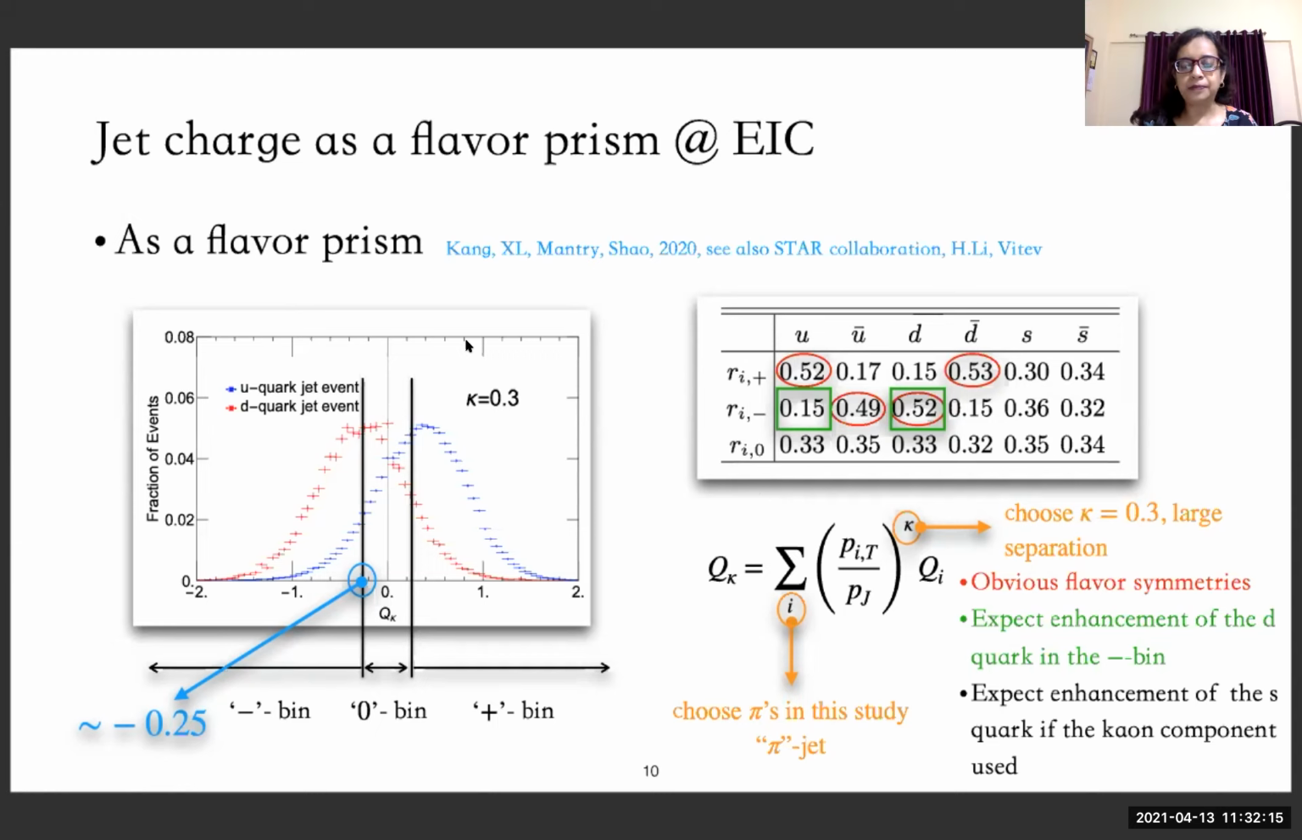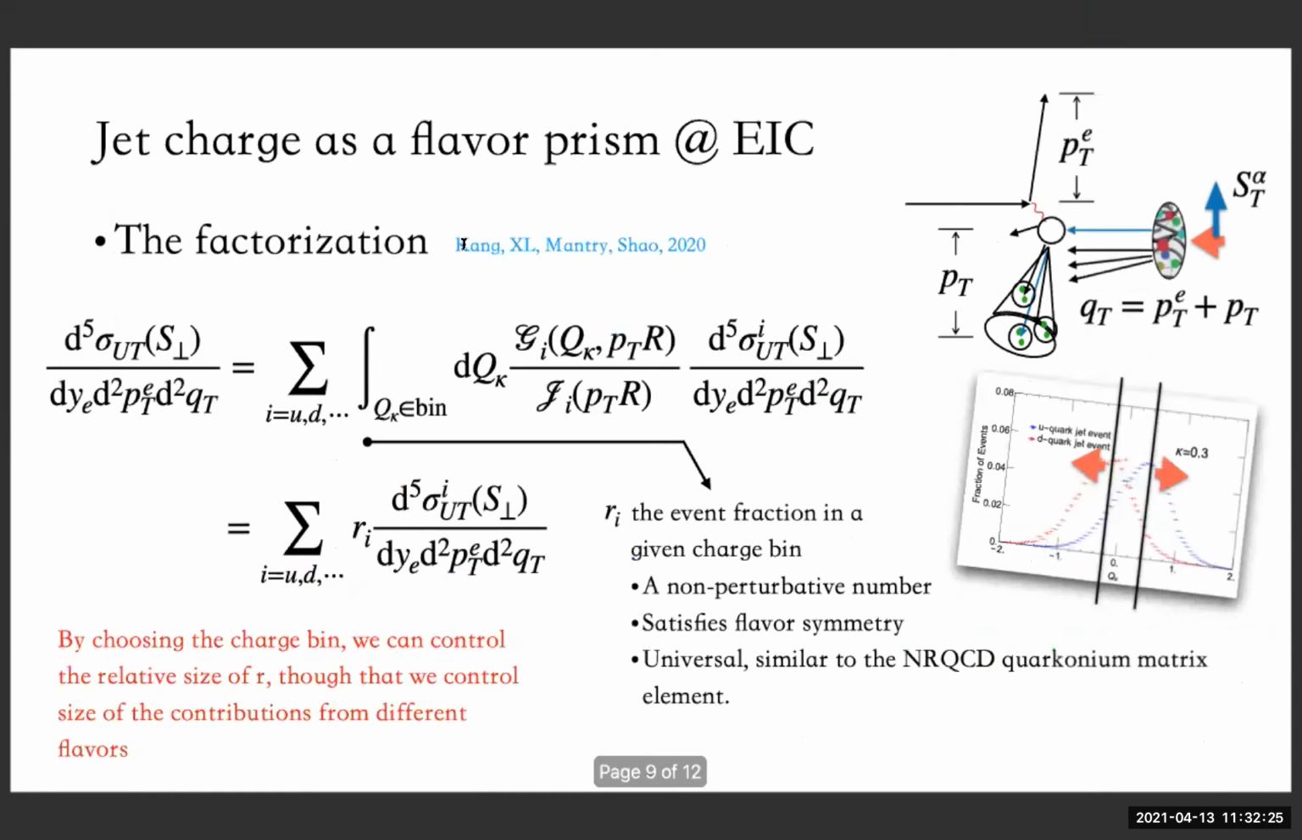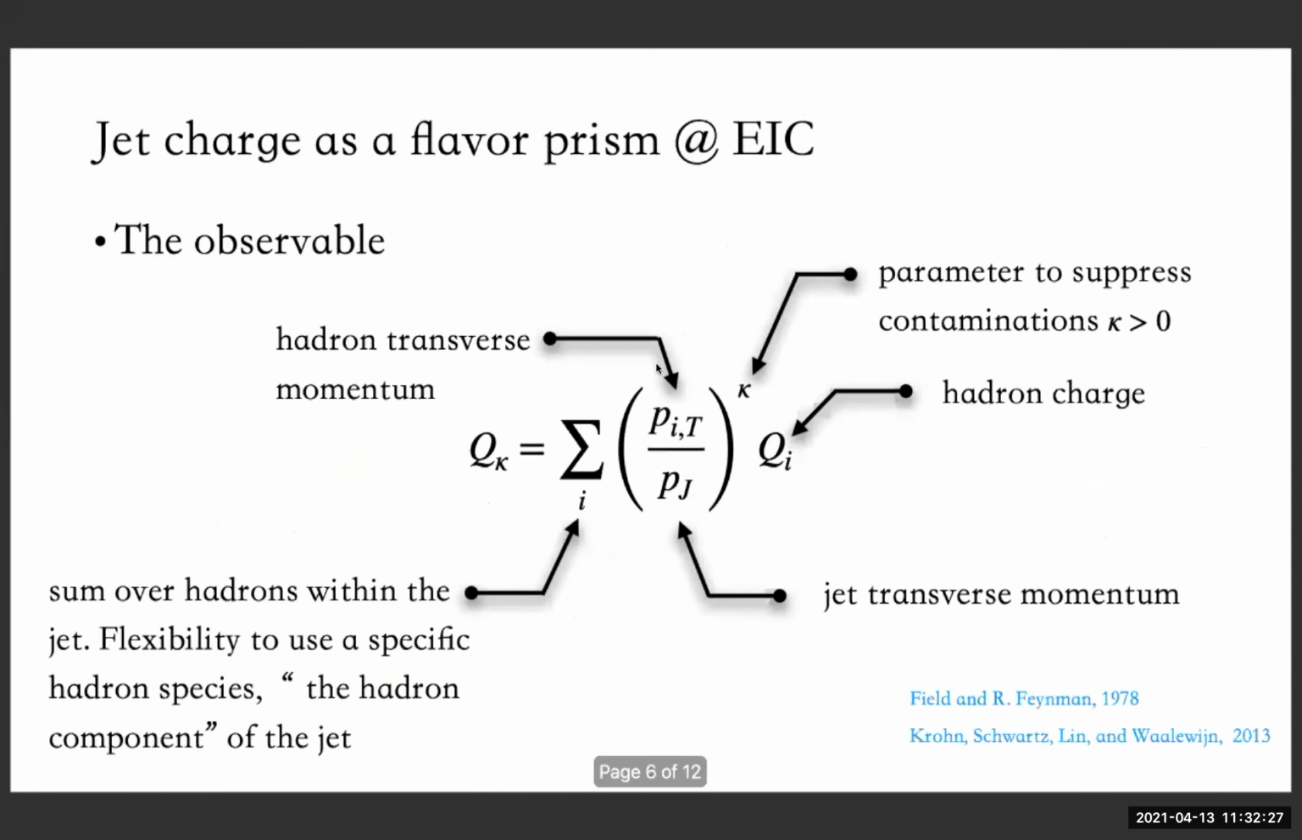Albie? Yes, so thanks for this nice presentation. My question is about the definition of a jet charge. How does it depend on the number of particles, of hadrons, observed in an event? So if you have an event with low particle multiplicity, for instance, are you still able to separate so well the different quark contributions?